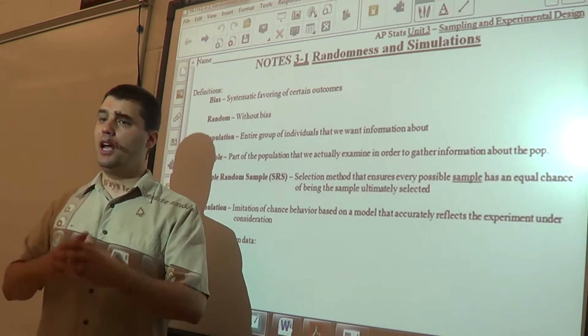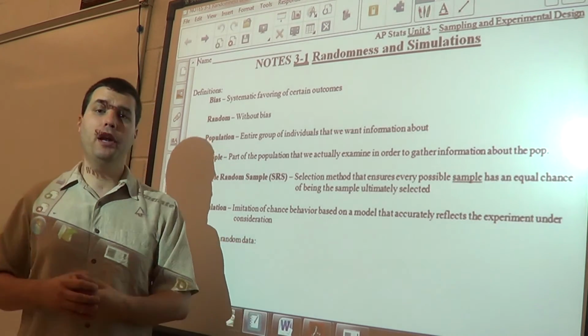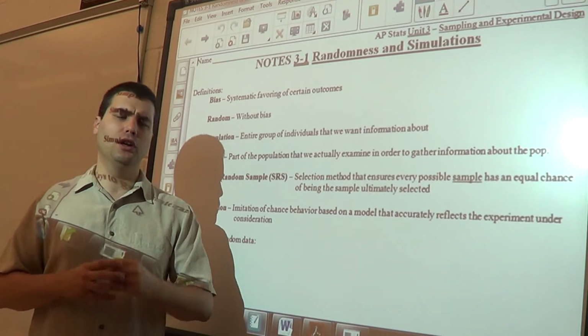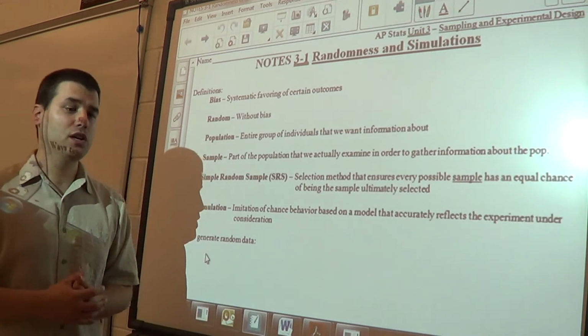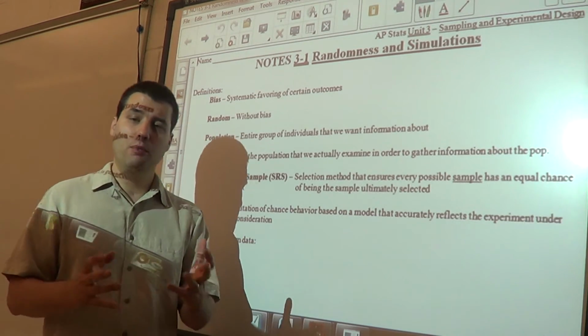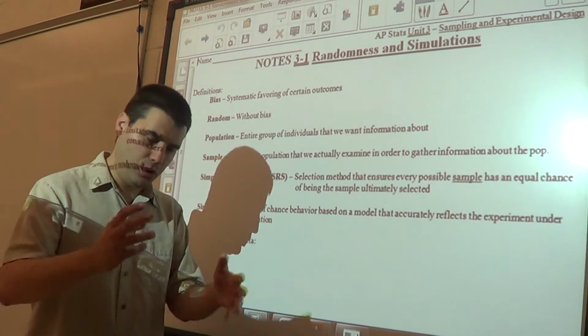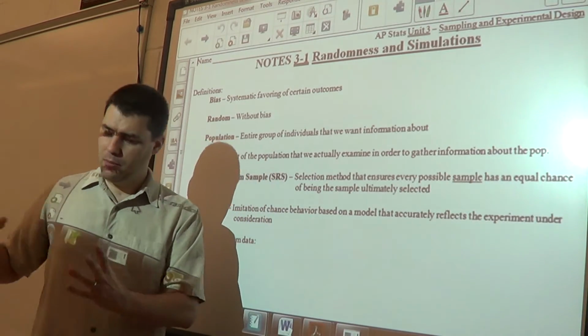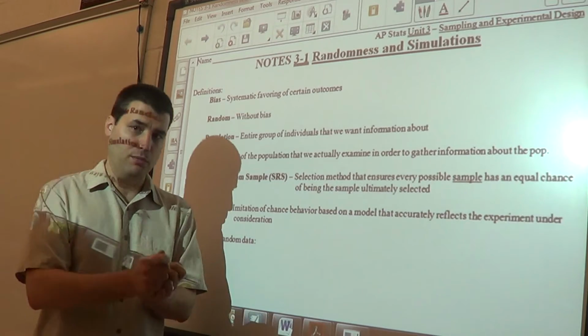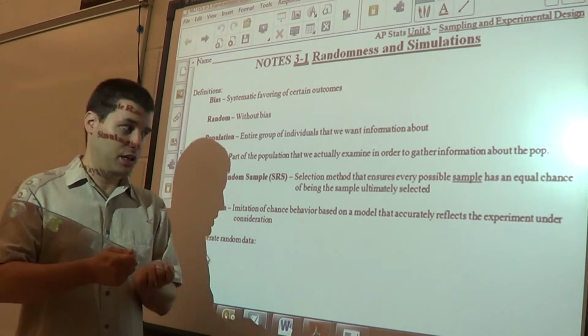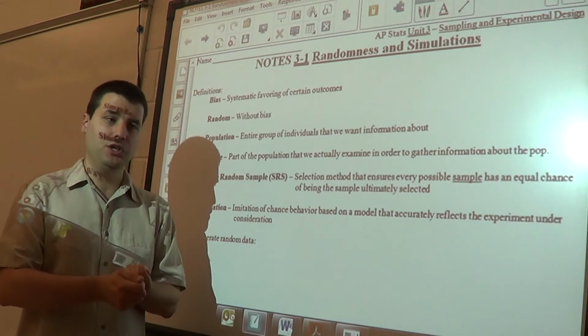Let's say I have my class and I have some girls, some boys, and I want a random sample from that population of just 2 students. I decided to do it this way. I put all the boys' names in a hat, put all the girls' names in a different hat, shuffle up the boys' names, grab a card, shuffle up the girls' names, grab a card, and those 2 students come forward. That's considered a random sample of 2 students from that population.